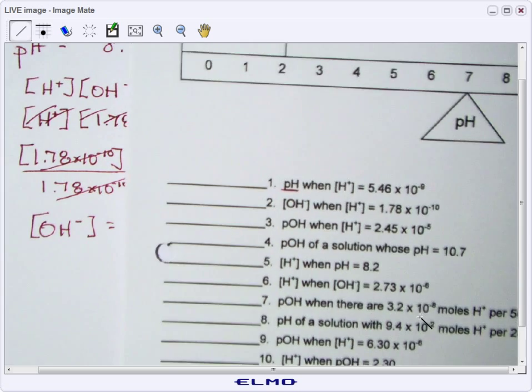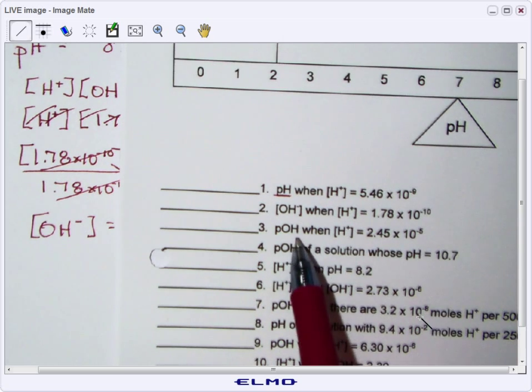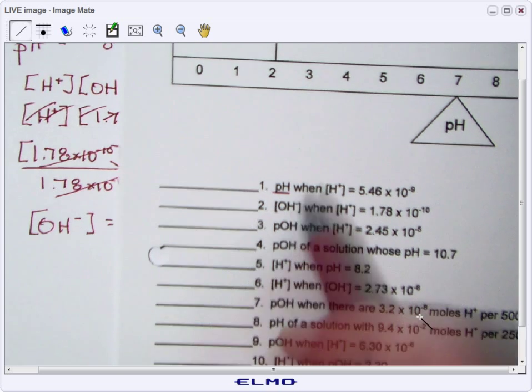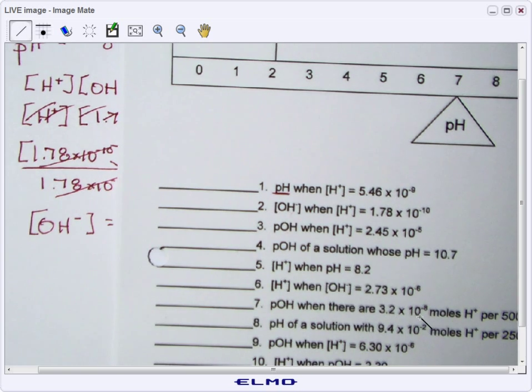Okay, let's look at number 3. Our pOH. Oh, let me go back. I want to skip number 3 for now. I want to do 3 last.